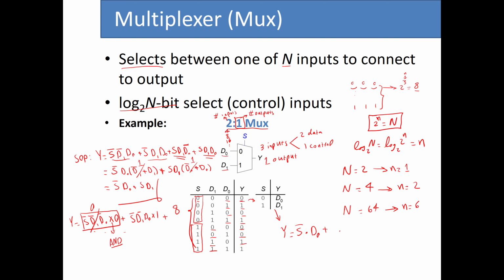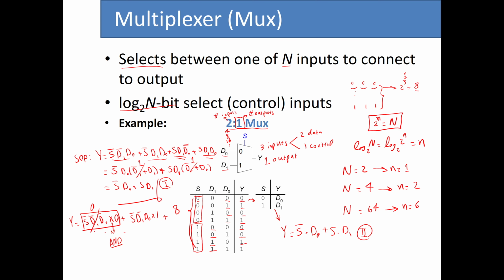For the next row, the minterm associated with this is going to be S, and then we AND it with D1. As you can see, this form, I call it form 2, and this one are exactly the same, right? So it doesn't matter whether we go from this truth table to the equation or from this one. They both result in the same equation.